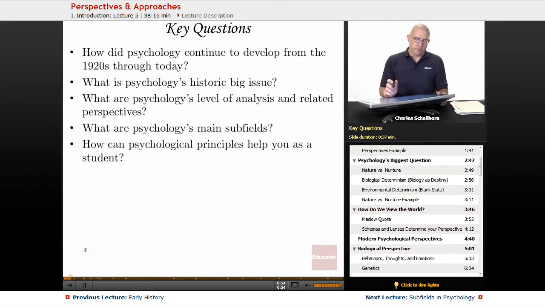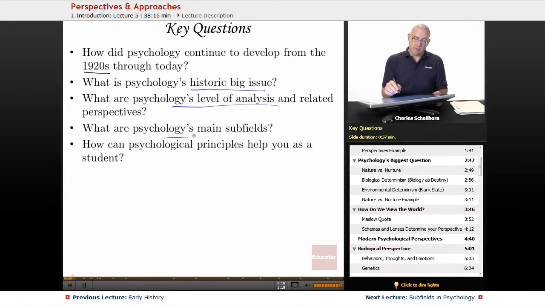Some key questions. How did psychology continue to develop from the 1920s through today? That's where we're going to be looking at behaviorism and some of the other groups of views that we have. What's the historic big issue? What levels of analysis are we going to be examining? Whether it's the micro level, working at brain tissue-wise, or the macro level and more society-wide.